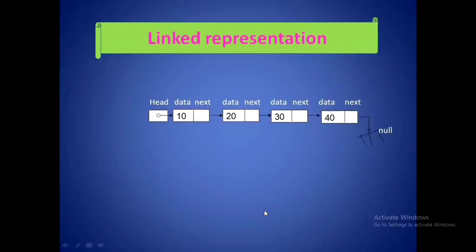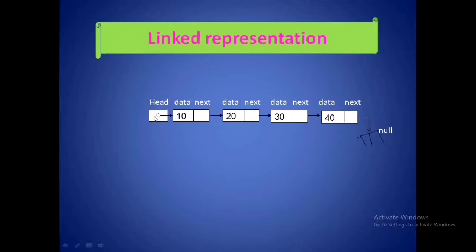Next, linked representation. First of all, a linked list is a sequence of links which contain items. Each link contains a connection to another link. So this is the diagram. If you look at this, the head is the starting point.